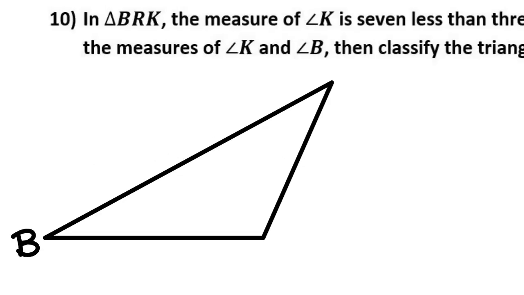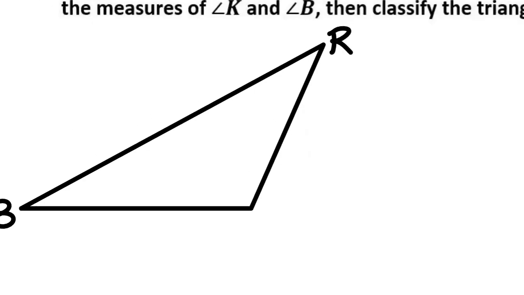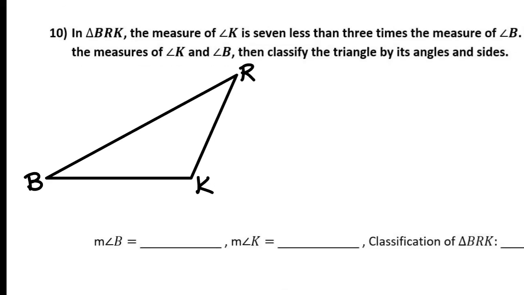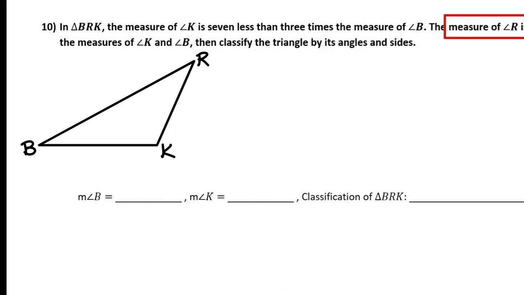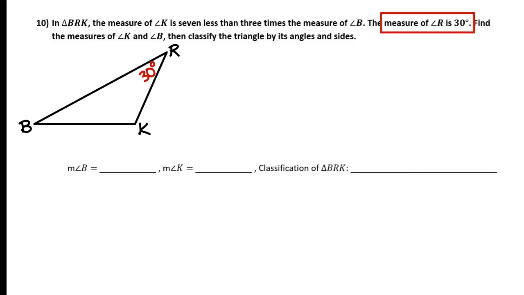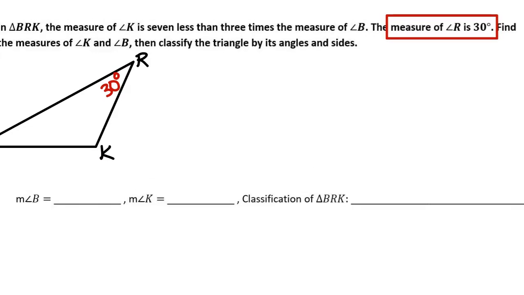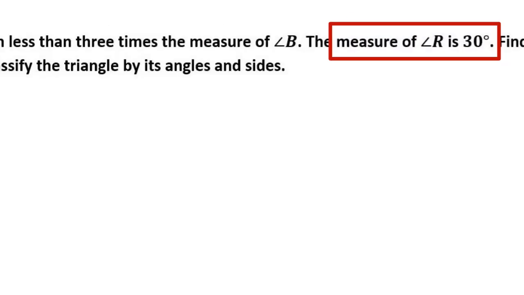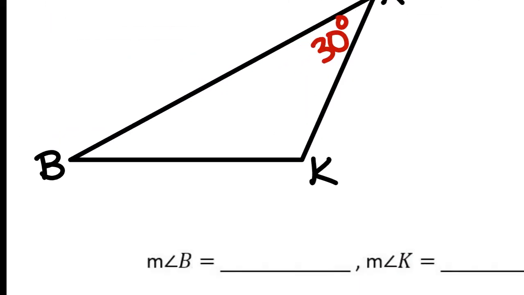B, R, K. I know angle R is 30 degrees because they told me that, so I'm going to add that to my picture. It says angle K is 7 less than 3 times the measure of angle B. Do we know how big angle B is? Then what can I call it? X. So I'm going to add that to my picture. B is X degrees.